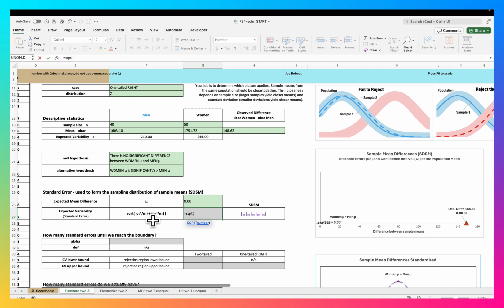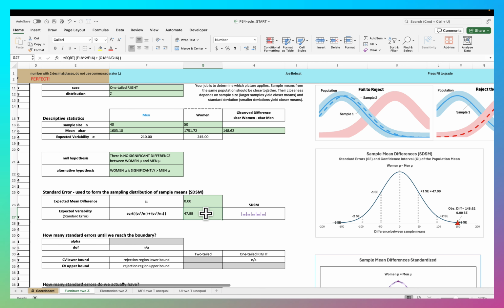It's the square root of, for men, sigma squared divided by the number of men, plus, for women, sigma squared divided by the number of women. And that's our standard error, this number right here. This number is so important that we're going to give it its own little symbol. It looks like a ruler.